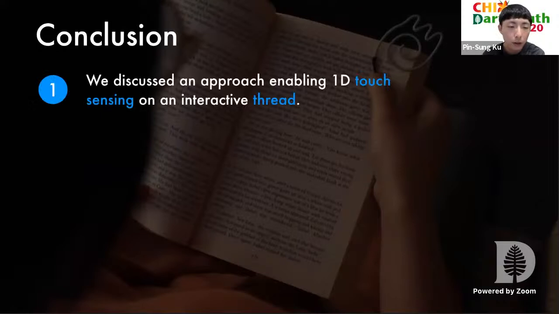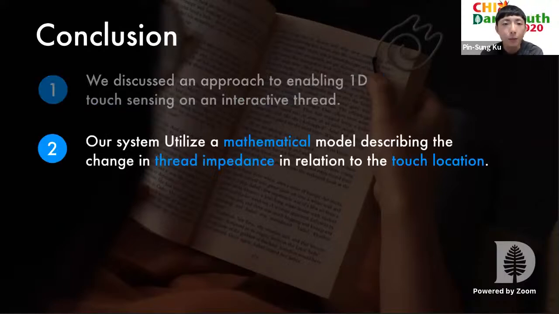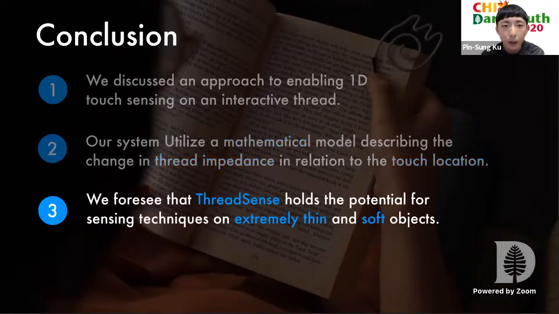With that, I would like to conclude our work with 3 take-home messages. We discuss an approach enabling one-dimensional touch sensing on an interactive thread. Our system utilized a mathematical model describing the change in thread impedance in relation to the touch location. We foresee that ThreadSense holds the potential for sensing techniques on extremely thin and soft objects.